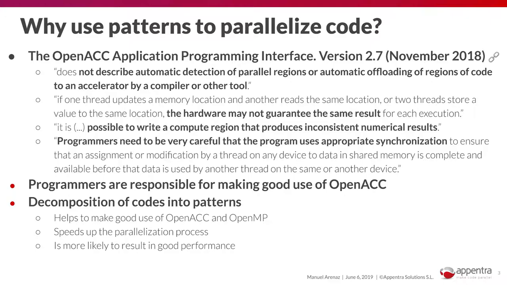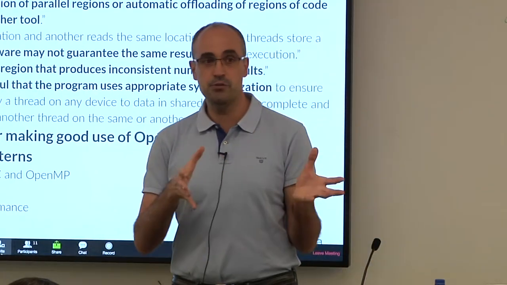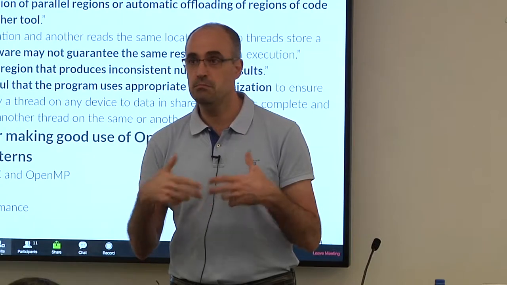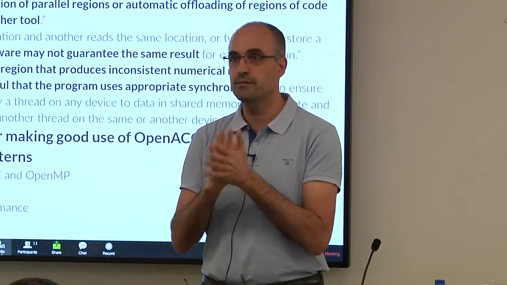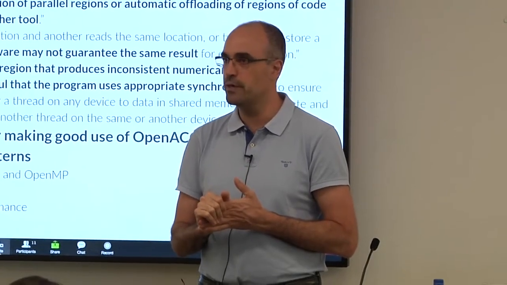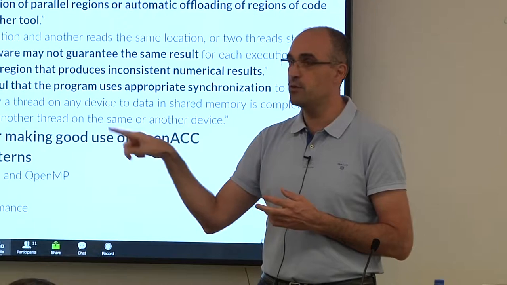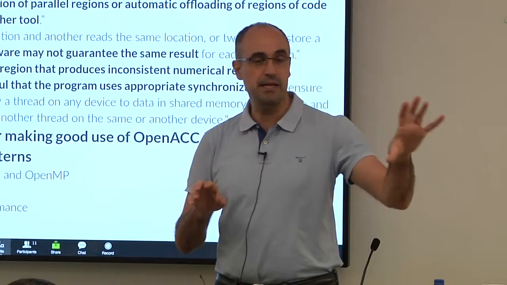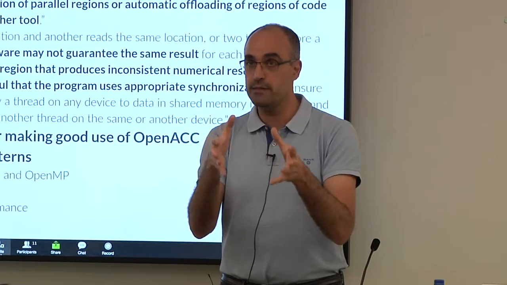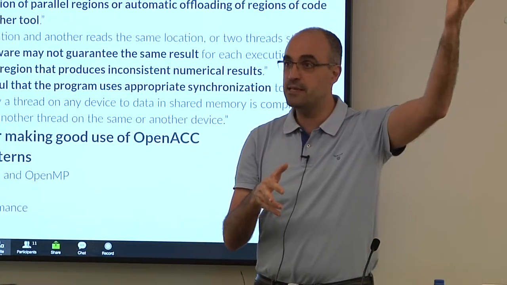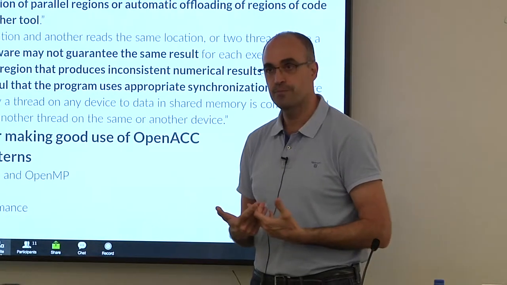This is important because if we don't invest time in understanding this, the other approach is trial and error. I write parallel for, build, run, and it runs correctly. I think my code is correct. But maybe it's correct only for that run. Maybe another run provides incorrect results, or maybe I change my input data, a different problem, and my program that was correct for a given data set now behaves incorrectly. And again, it's my responsibility to do it correctly.